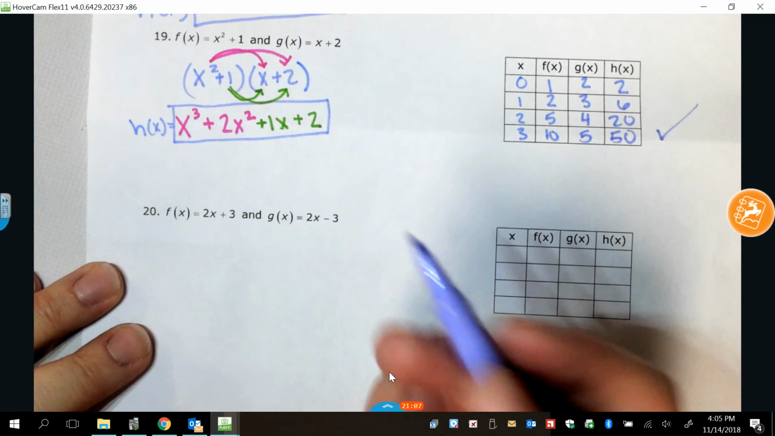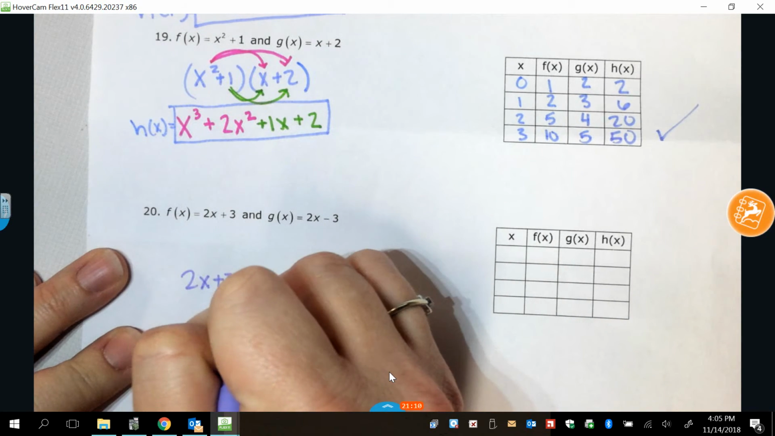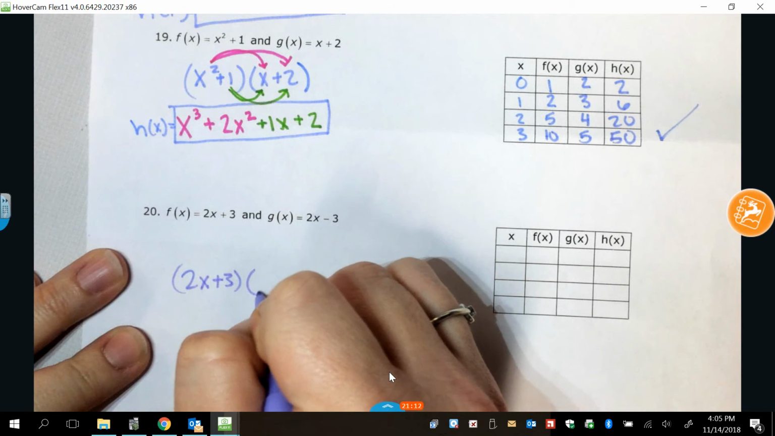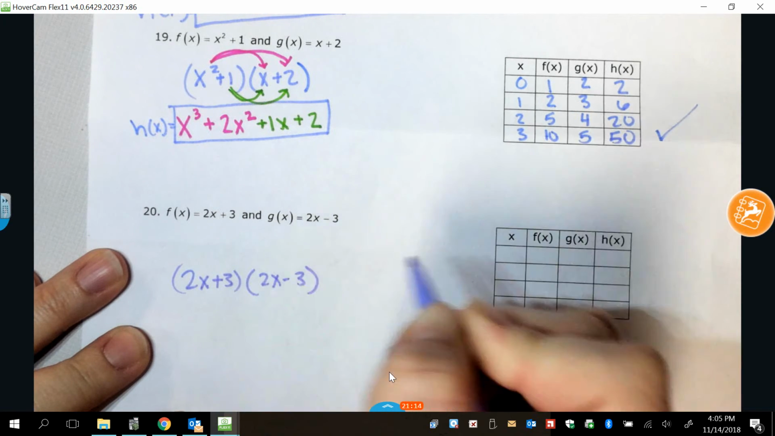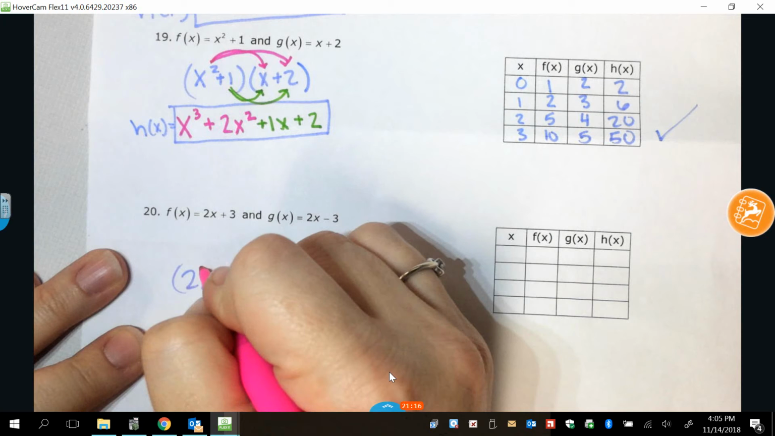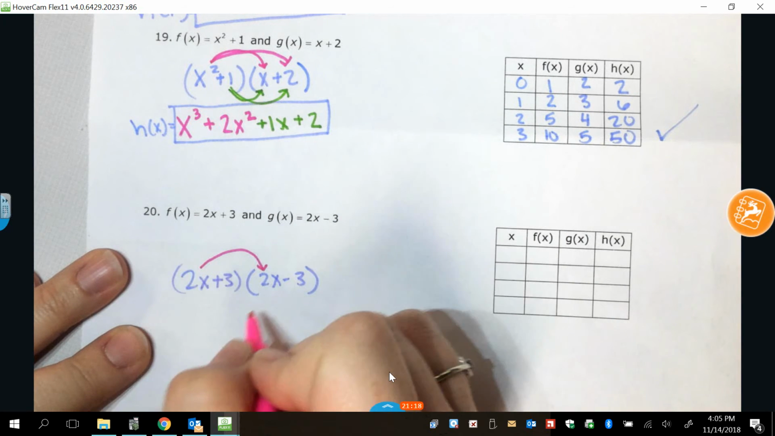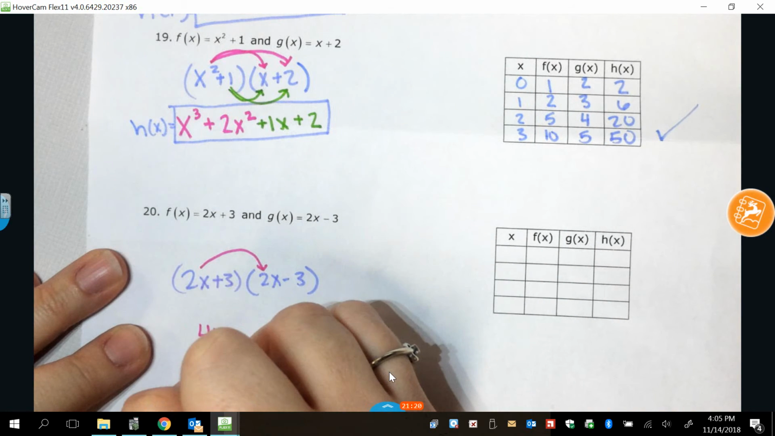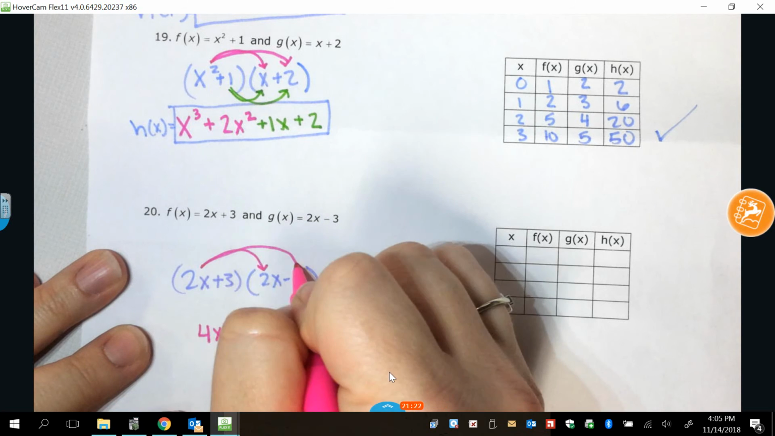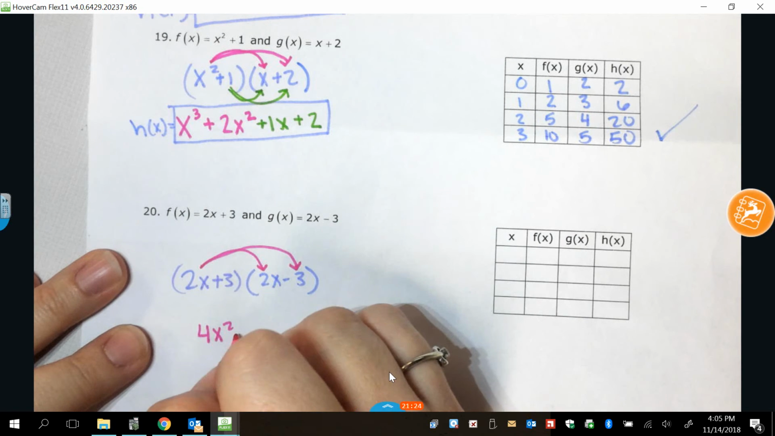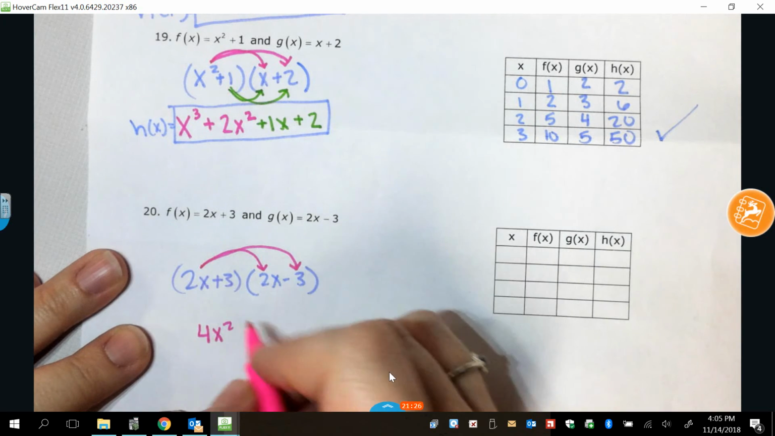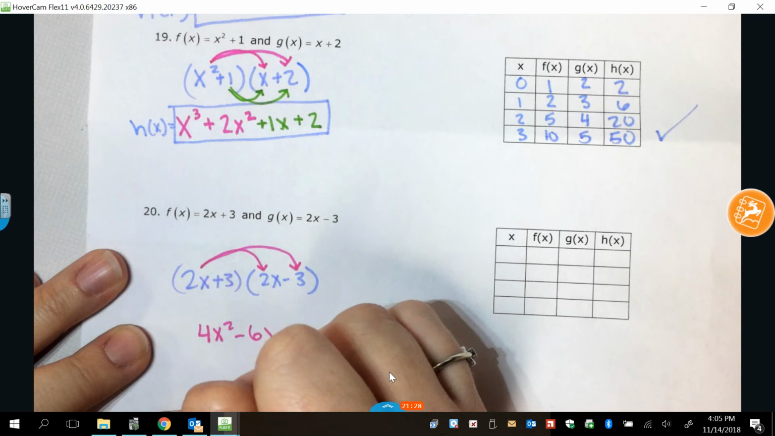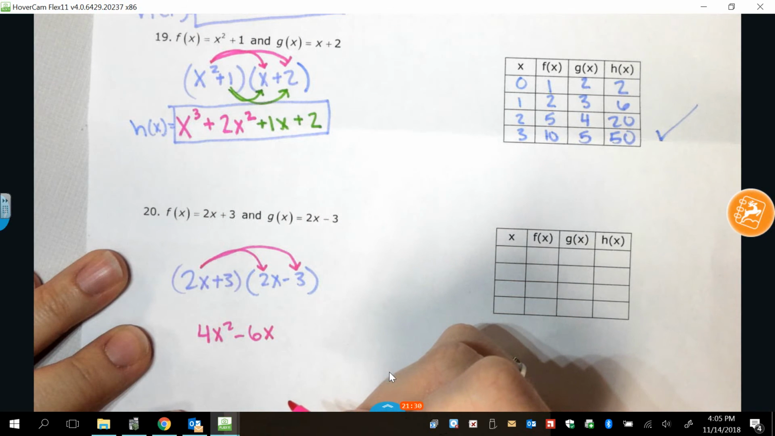Okay, last one. 2x plus 3 times 2x minus 3. So we have, distribute the first time, 2x times 2x. 2 times 2 is 4. X times x is x squared. 2x times negative 3, 2 times negative 3 is negative 6. I multiplied x once.